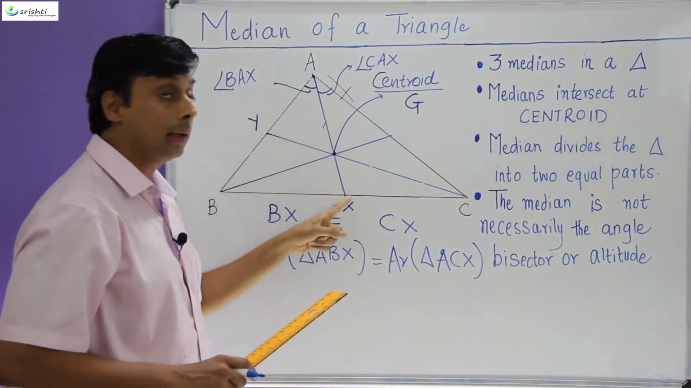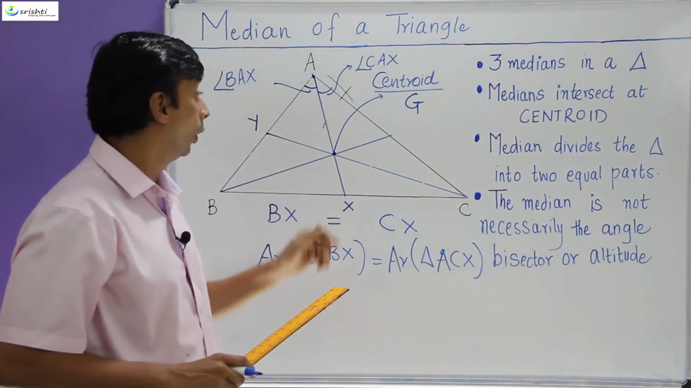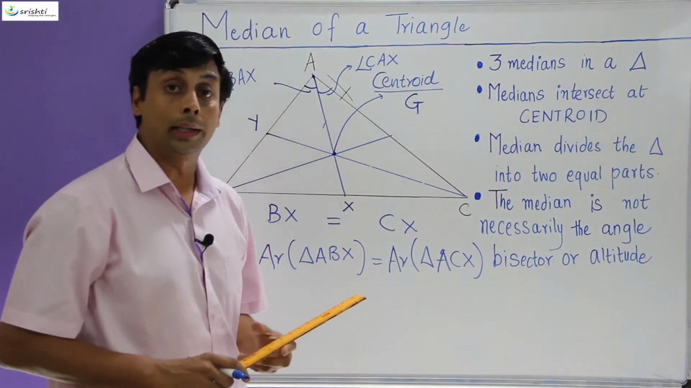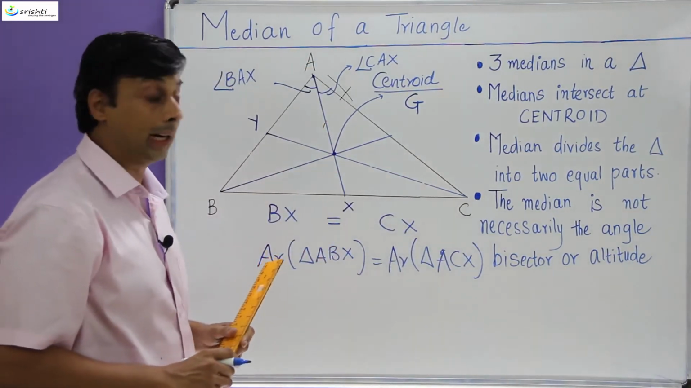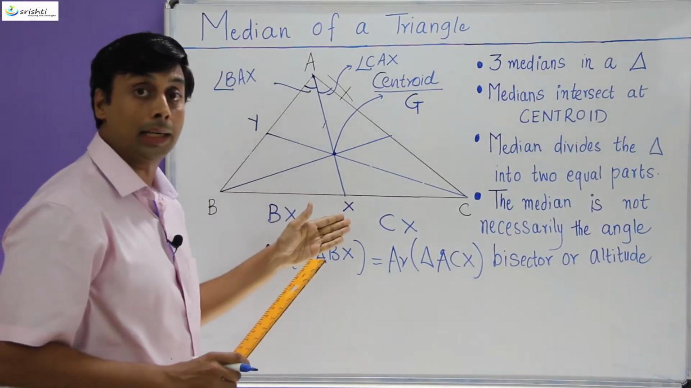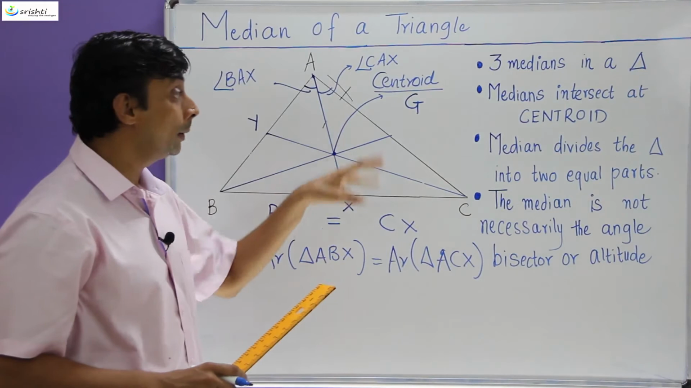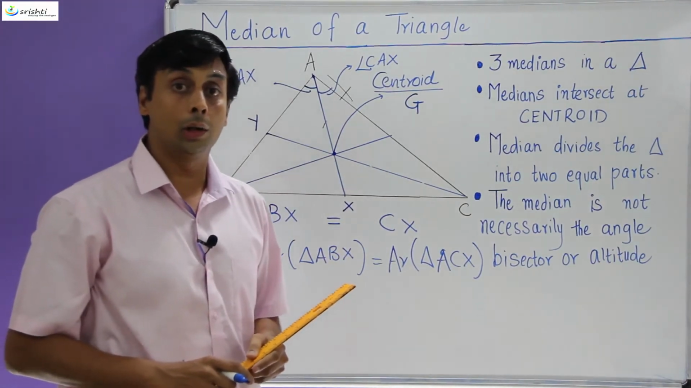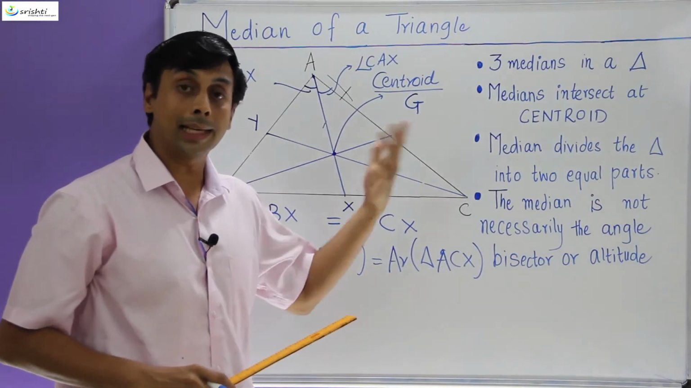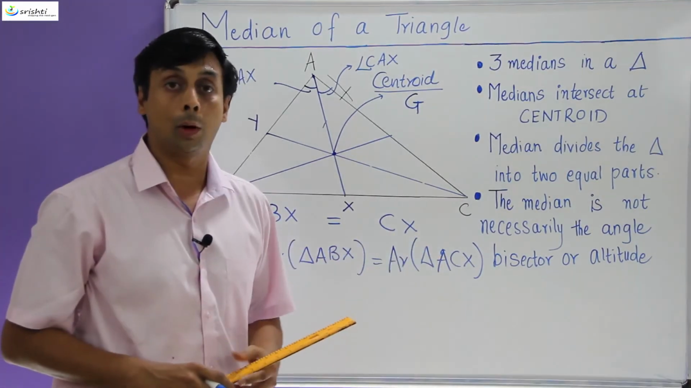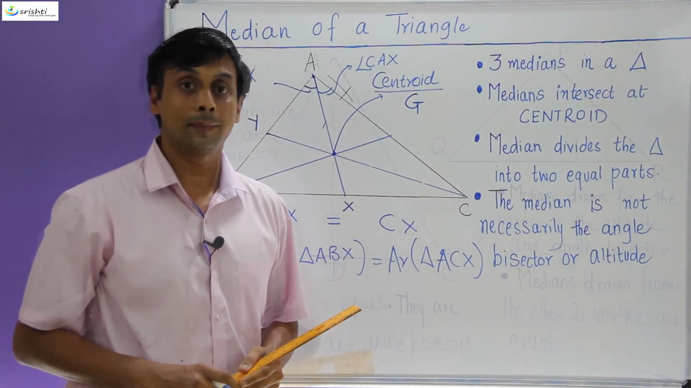Secondly, the median is also not going to be perpendicular to the base, and therefore the median is also not the altitude. You would notice over here, it is visibly very clear that the line segment AX is not the altitude of the triangle. So I hope that this particular section cleared out all your concepts related to the median of a triangle. Now in the next section, I'll explain some more special properties when it comes to equilateral and isosceles triangles.